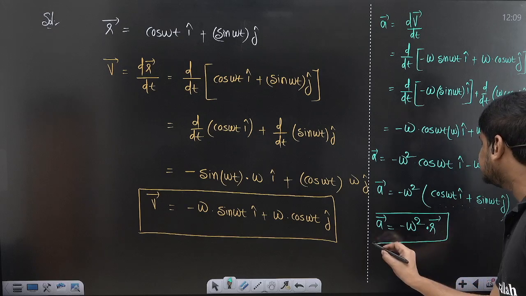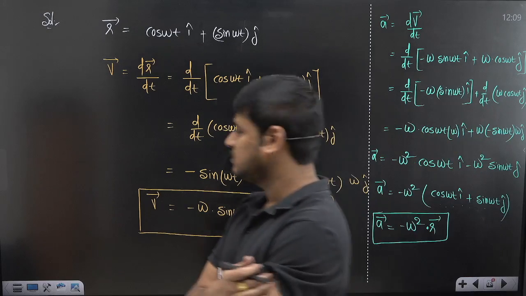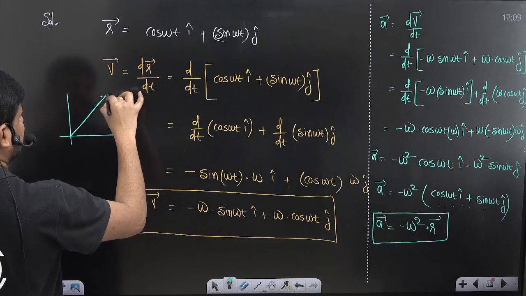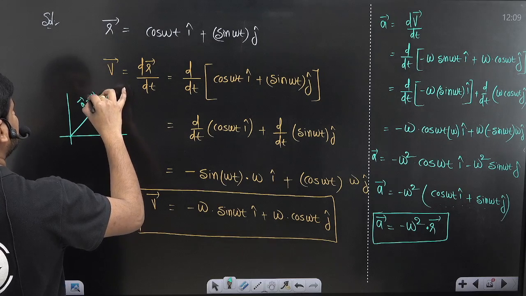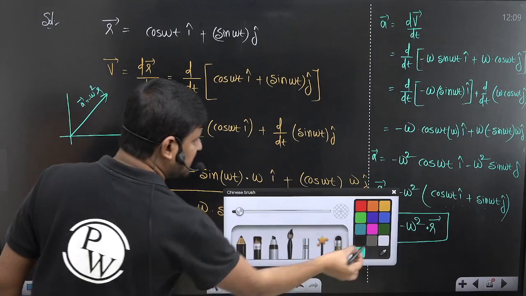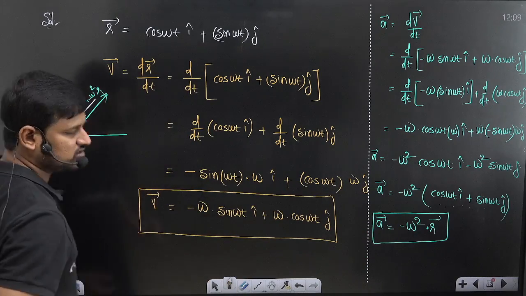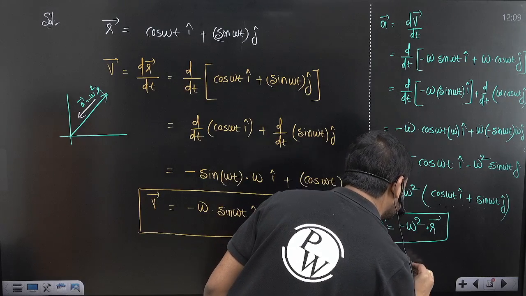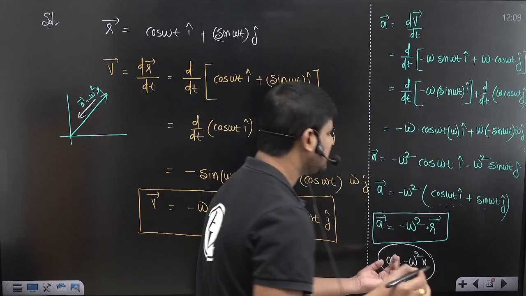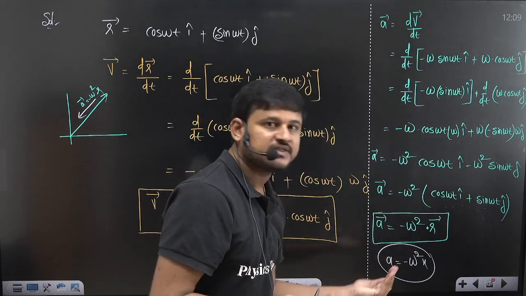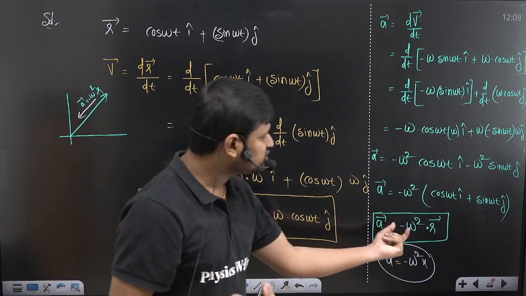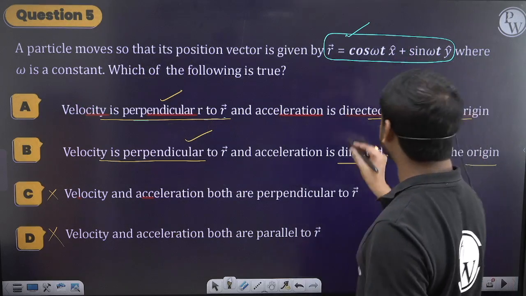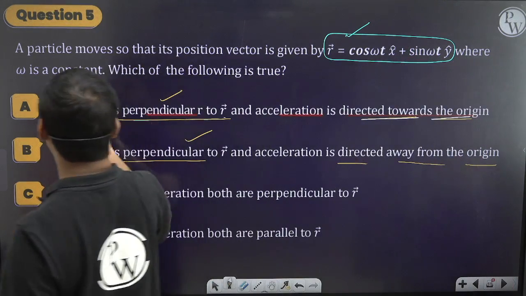So the acceleration is equal to minus omega square r. What does that mean? It is directed towards the origin. You will understand this equation when we deal with SHM, where the acceleration is equal to minus omega square x, which means the particle is moving towards the origin. So here also the same thing, the acceleration is going to be towards the origin. So this is the correct option, option A.